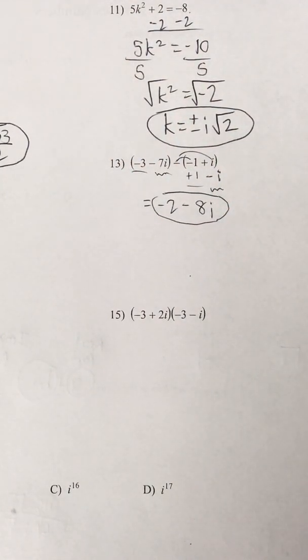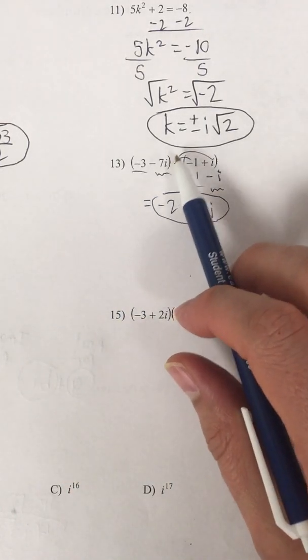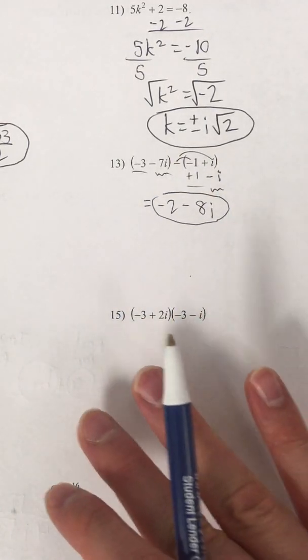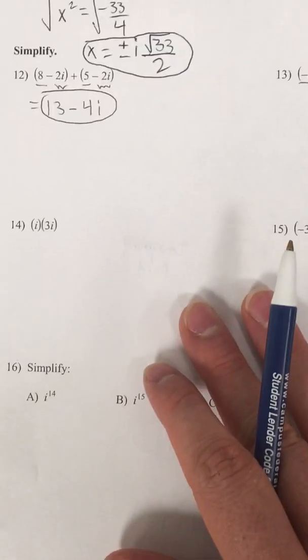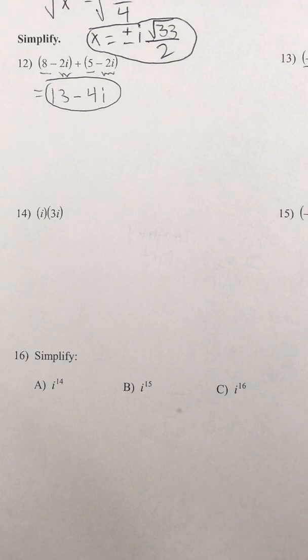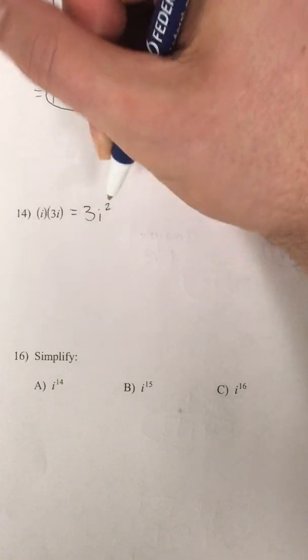Okay, so adding and subtracting, pretty easy. You just combine like terms. If it's subtraction, distribute that negative. Multiplying, this is where people start making their mistakes. Because when I'm multiplying i times 3i, what do you think that is? That is 3i squared. i times i can be i squared.